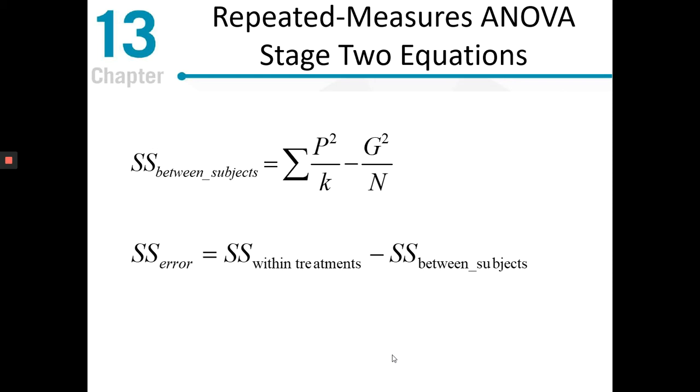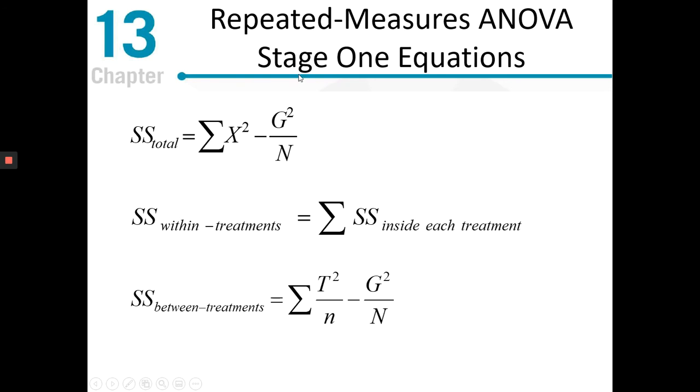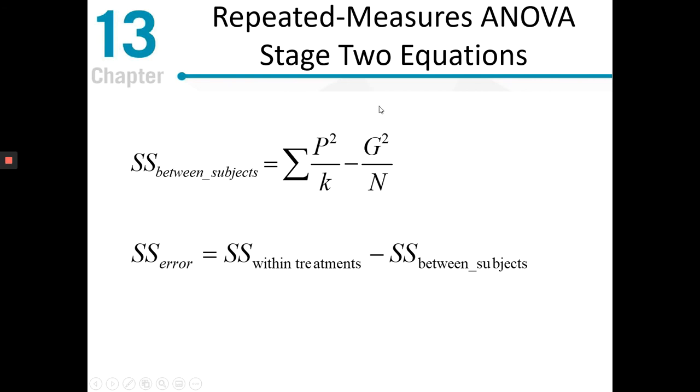The new stuff is the SS between subjects, so those individual differences. Do notice the last part of the equation is the same as what we had before. For total, G squared over capital N. Between treatments, G squared over capital N. We still have that. The only thing that's new is we're going to take this part of the formula. Well, what is this? What is P? So P is really simple.